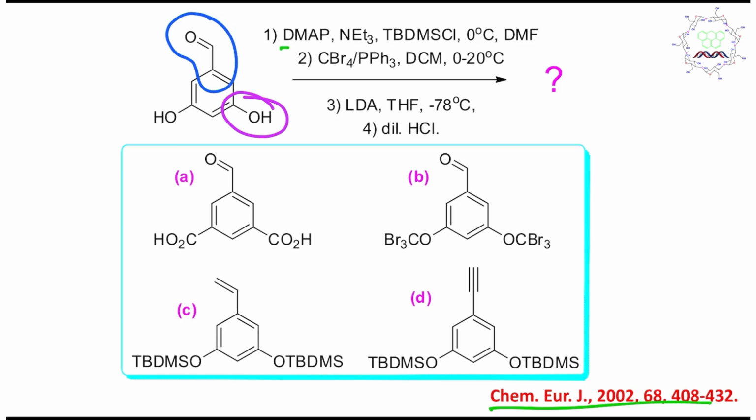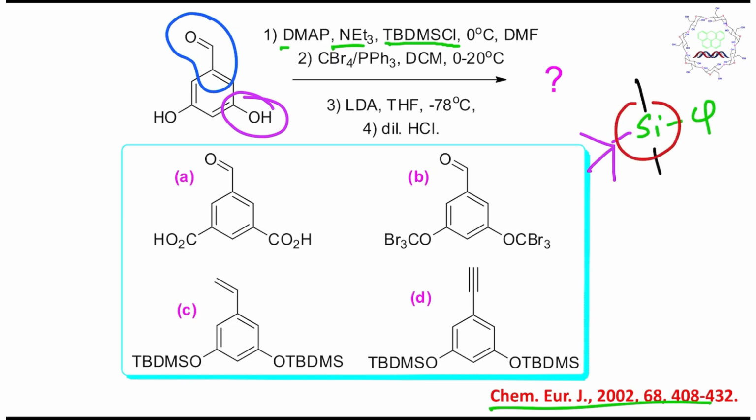DMAP, dimethylaminopyridine, triethylamine, and TBDMSCl. What is this reagent? TBDMSCl is a silyl chloride, with dimethyl and 1 tertiary butyl. So this reagent, students, is nothing but protection of alcohol.